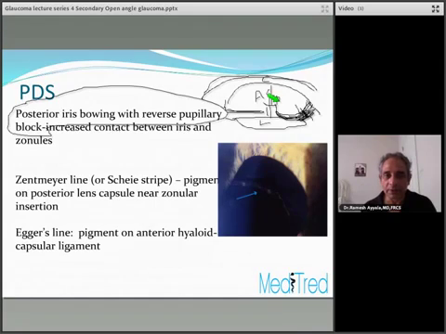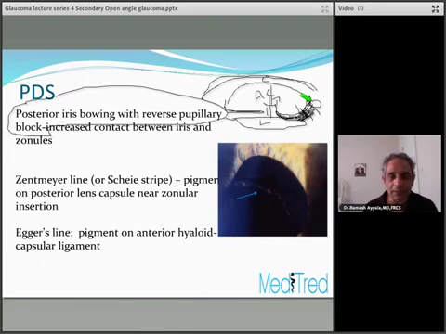That's where the pigment is getting released, and this released pigment is carried by the aqueous and gets deposited in various structures of the anterior chamber, ultimately finding its way into the trabecular meshwork, where it does get trapped and subsequently causes intraocular pressure to be elevated.